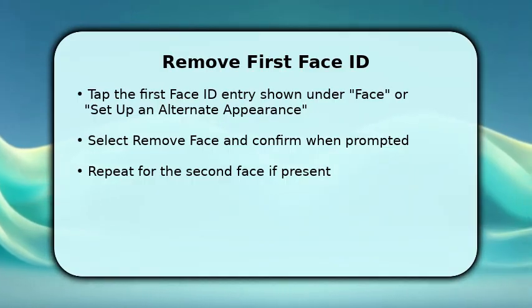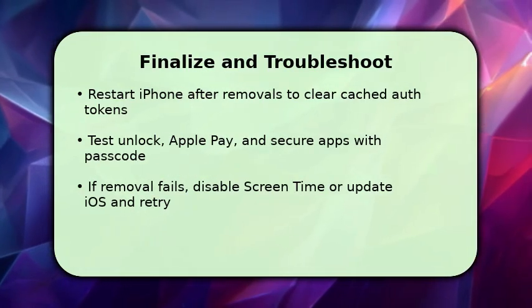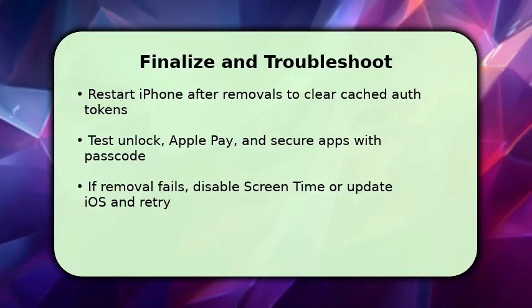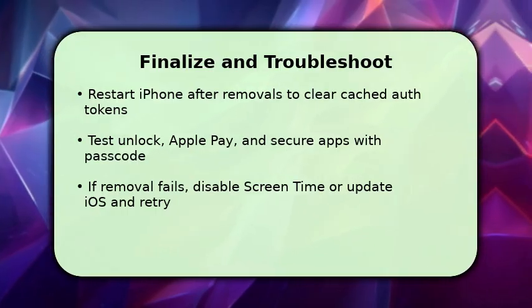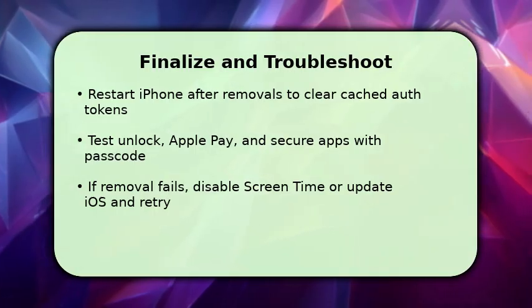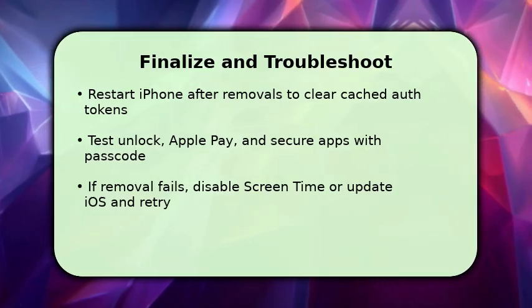You finish by restarting the iPhone to ensure the system clears any cached biometric tokens and then test unlocking with your passcode. Check Apple Pay and any secure apps that used Face ID. Once confirmed, consider setting up a new Face ID later if needed. If removal fails, try disabling screen time restrictions, update iOS, and retry removal.